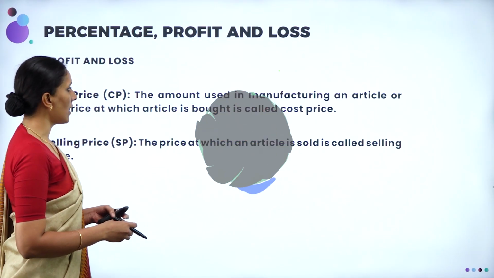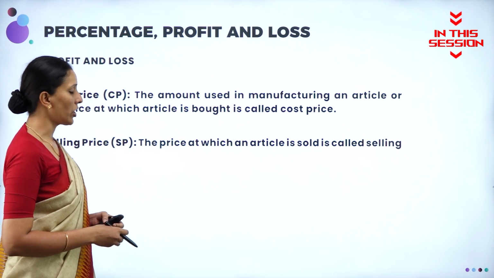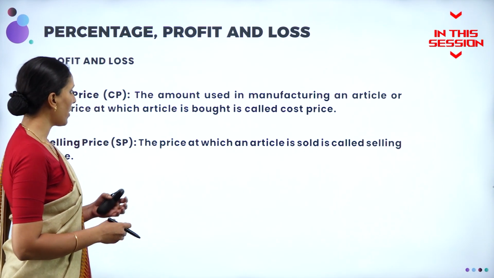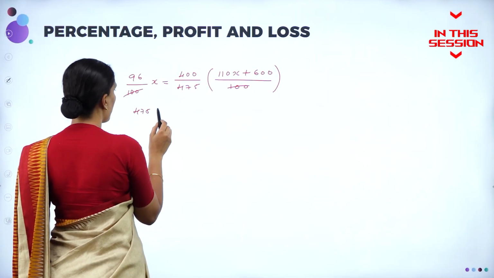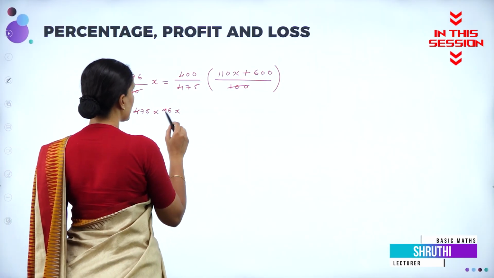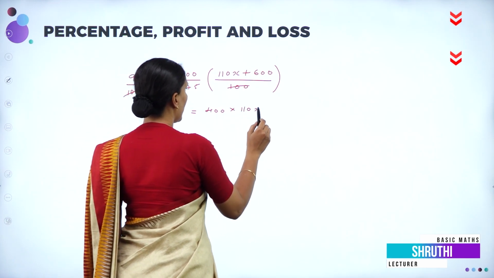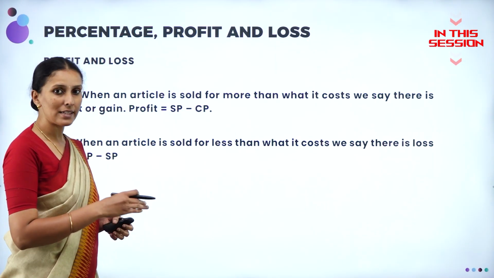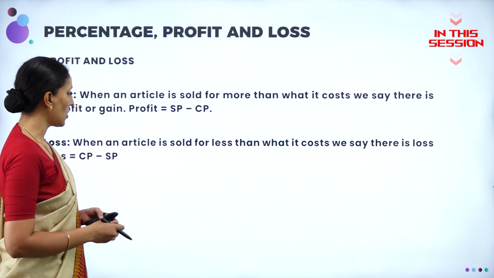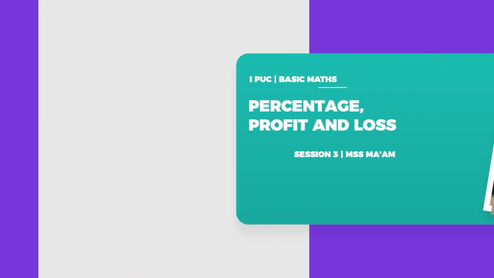So the cost price is the amount used in manufacturing of an article or the price at which an article is bought. And the selling price is the price at which an article is sold. 475 into 96x is equal to 400 into 110x plus 400 into 6000. When an article is sold for less than the cost price, we call it a loss, and loss is given by cost price minus selling price.